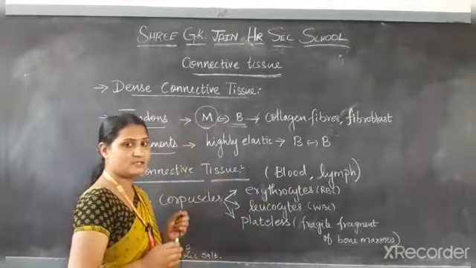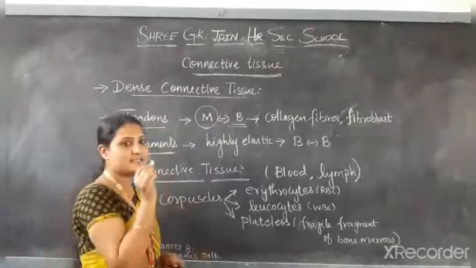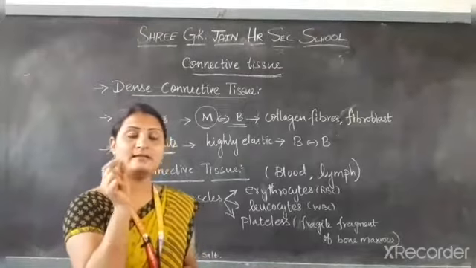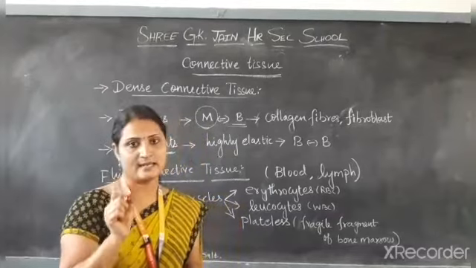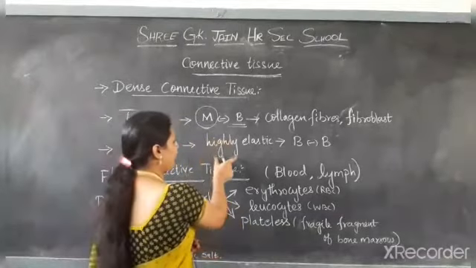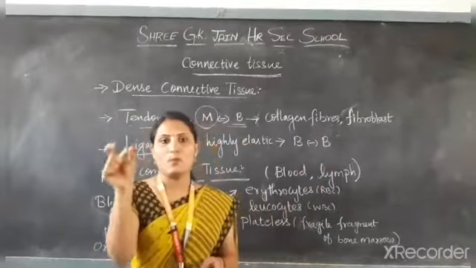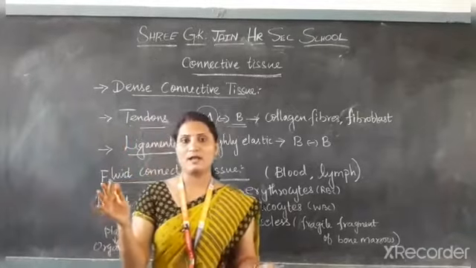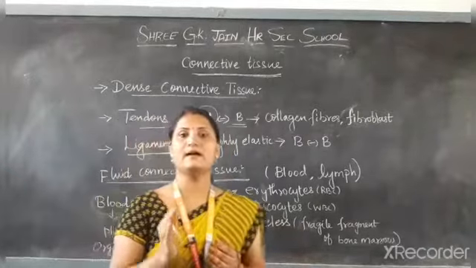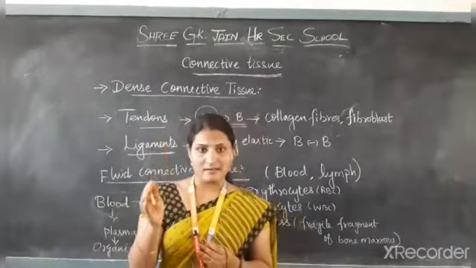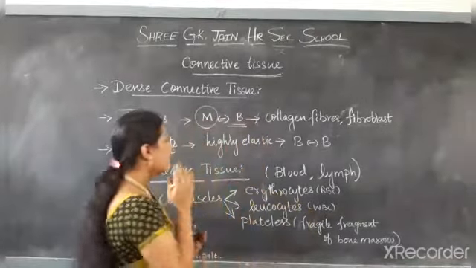The next component in the dense connective tissue is ligaments. The ligaments are highly elastic and have very little matrix. They connect bone to bone. They act as a bridge between bone and bone. So the overall bones are connected by these ligaments. These ligaments are present in parts such as the ankle and wrist. So those joints are made up of these kinds of ligaments.